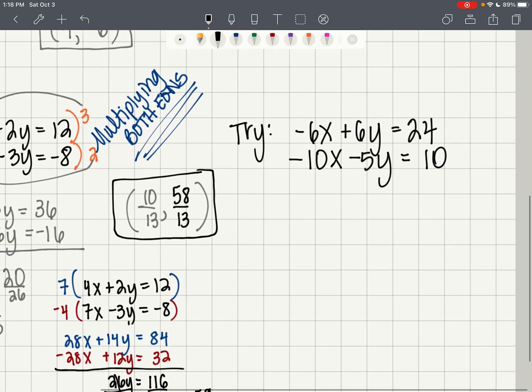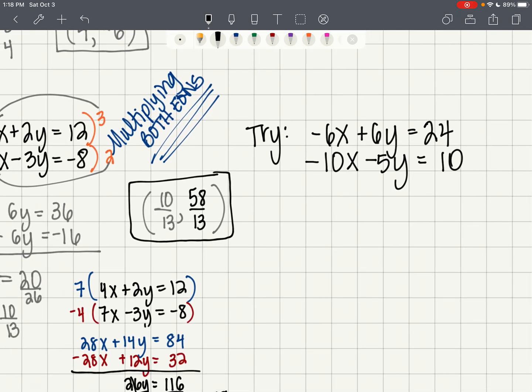Now here's one for you to try. You go ahead and try it, but I'm going to show you, when you come back and check your answer, something pretty creative. Okay, press pause, work on it, and then come on back. Okay, long story short is the answer is negative 2, 2.